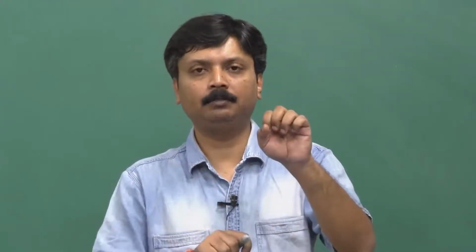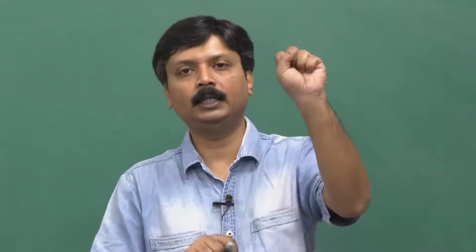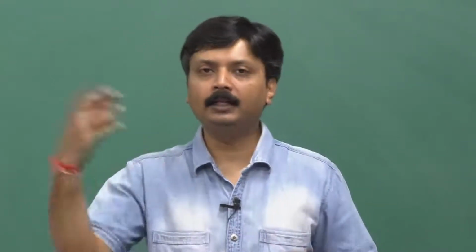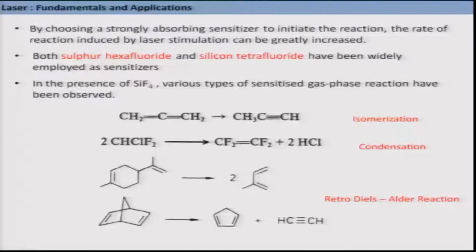Once you use that particular laser frequency, this photosensitizer will absorb, go to the excited state, transfer its energy, and the reaction will proceed. If you can choose a strongly absorbing sensitizer to initiate the reaction, the rate of the reaction induced by laser stimulation can be greatly increased. Now, a couple of sensitizers which are widely used are sulfur hexafluoride or SF6 and silicon tetrafluoride or SiF4. In the presence of this silicon tetrafluoride, various types of sensitized gas phase reactions have been observed.